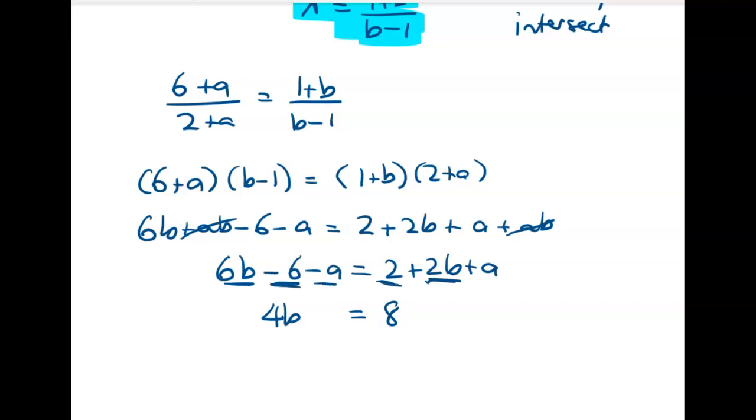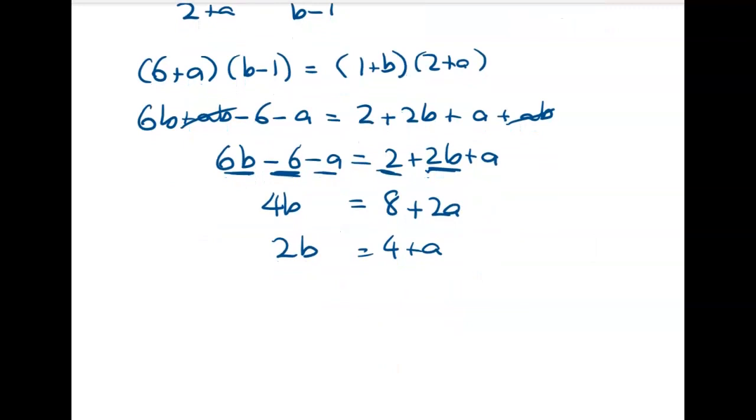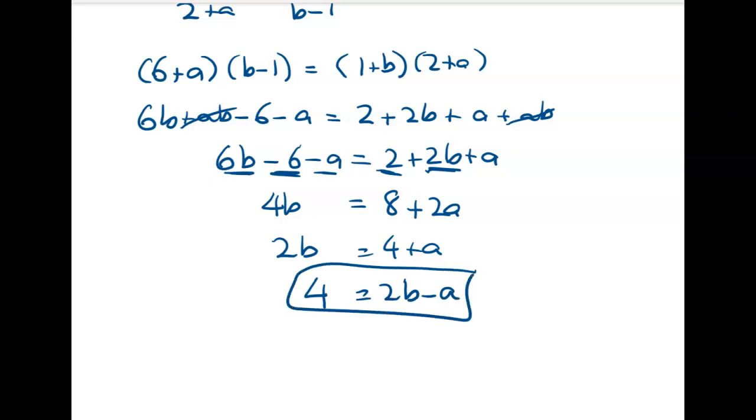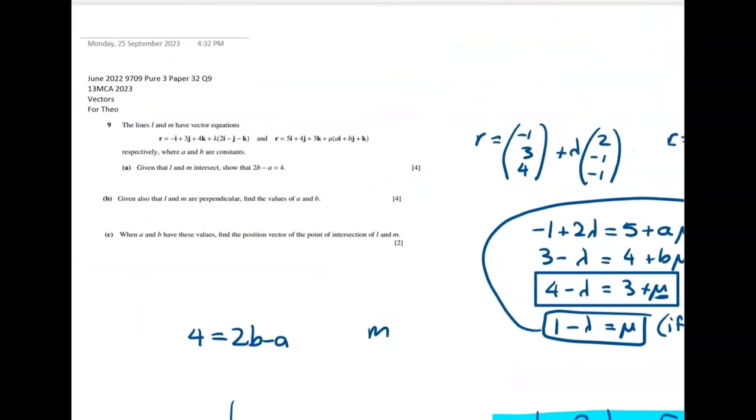And I've got a plus another a, plus 2a. And that gives me 2b is equal to 4 plus a. And the result that we wanted was that 4 is equal to 2b minus a. Now that was a lot of work for those 4 marks, but now watch how easy it's going to get from here. So let's go back to the question.